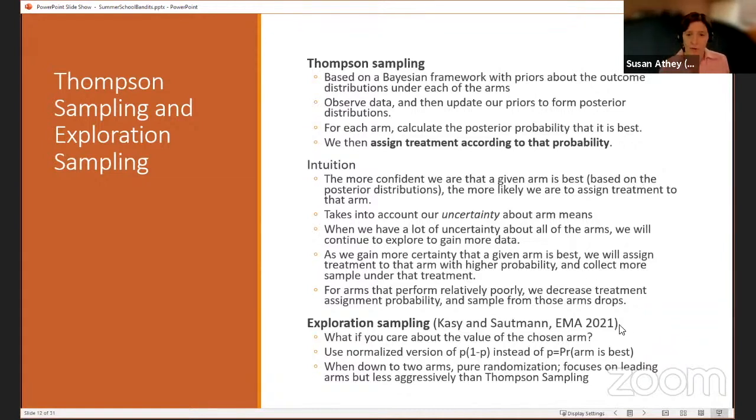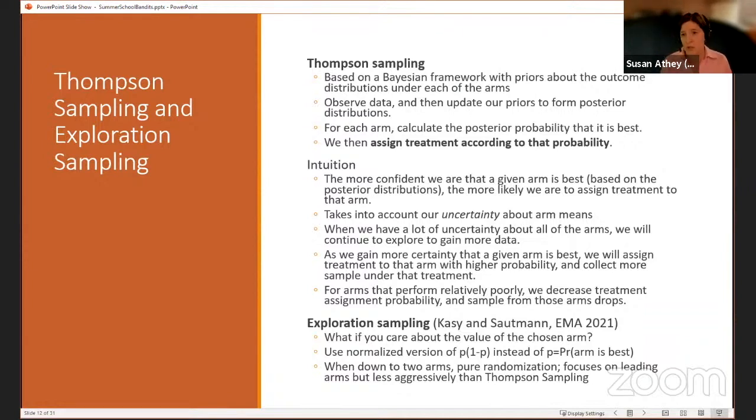Another type of allocation, one that would have made more sense for my boot warming experiment, is something that Max Kasy and Sautmann, in an Econometrica paper, called exploration sampling. In exploration sampling, they were trying to basically maximize the value of the arm that's chosen at the end of the experiment. I really wanted to have a good email to send, and so I should have used exploration sampling to try to maximize the value of the arm at the end of the experiment.